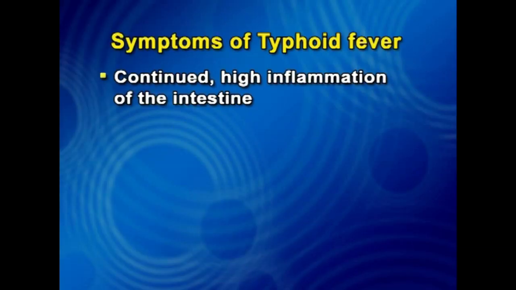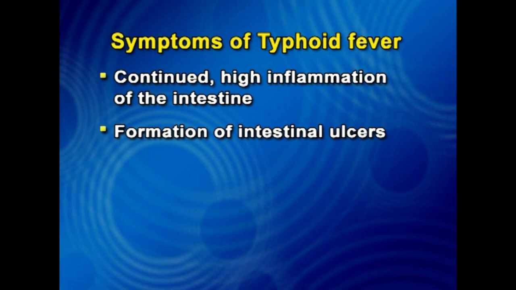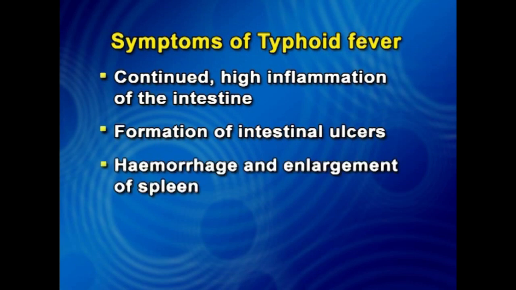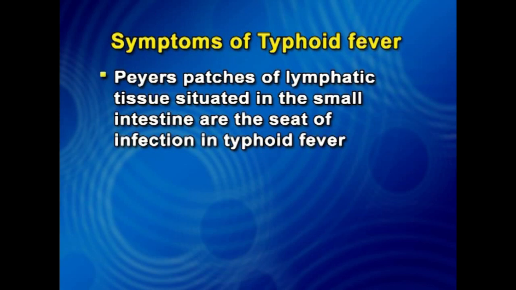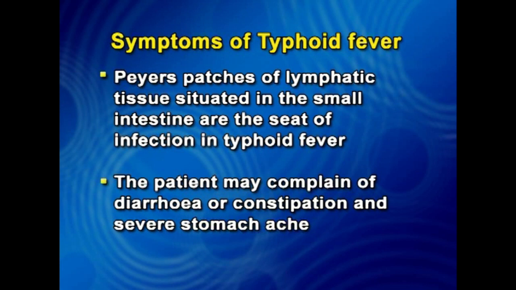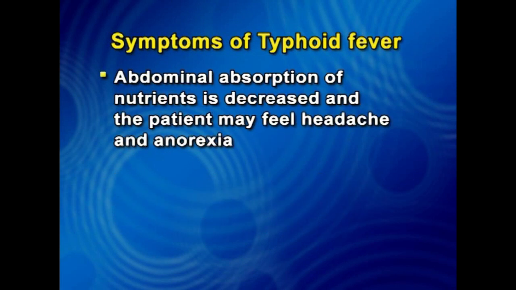What are the symptoms? The disease is characterized by continued high fever, inflammation of the intestine, formation of intestinal ulcers, hemorrhage and enlargement of the spleen, and Peyer's patches of lymphatic tissue situated in the small intestine are the seat of infection in typhoid fever. The patient may complain of diarrhea or constipation and severe stomach pain. Absorption of nutrients is decreased and the patient may feel symptoms of headache and anorexia.